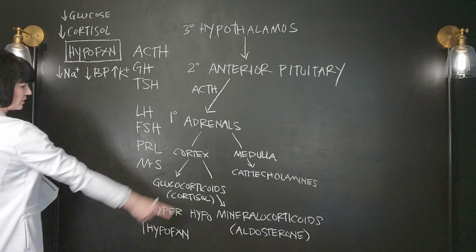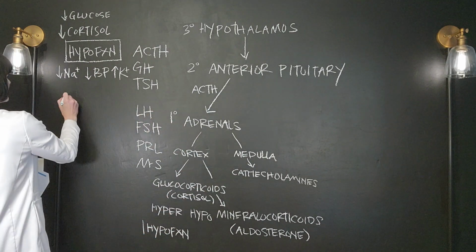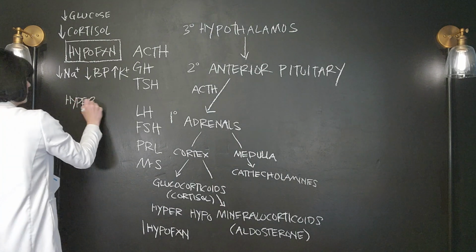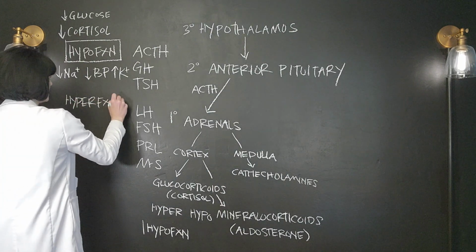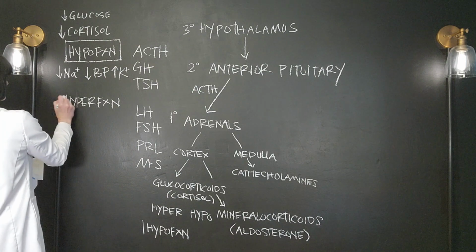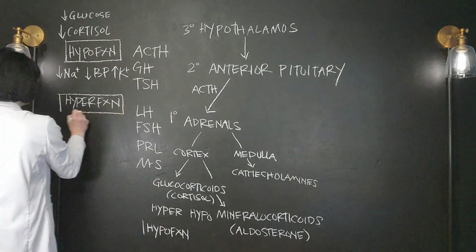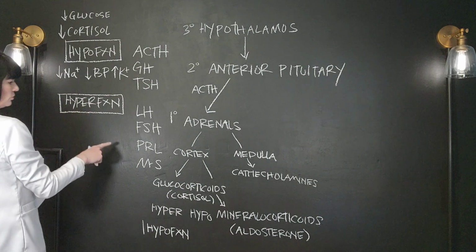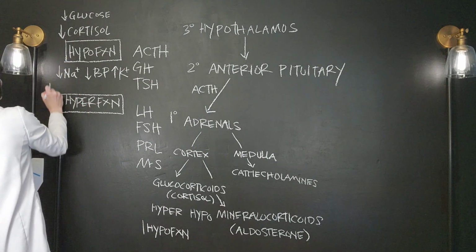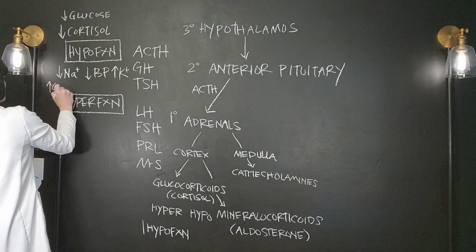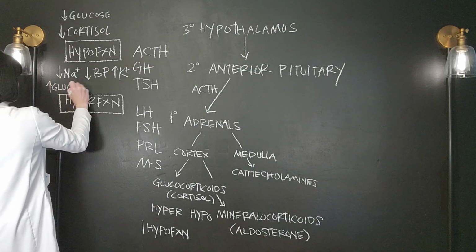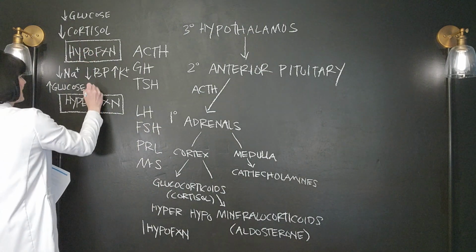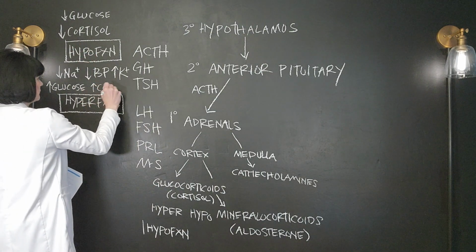So if we know what hypofunction of this cortex means, let's talk about what hyperfunction means. Okay? And when you're looking at the hypers and the hypos, they're just the opposite. Okay? So there's your hyperfunction. So in this case, it should not surprise you that our glucose should be increased, as we have a hyperfunction. Guess what else is increased? Our cortisol levels.